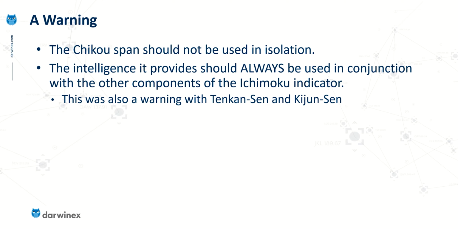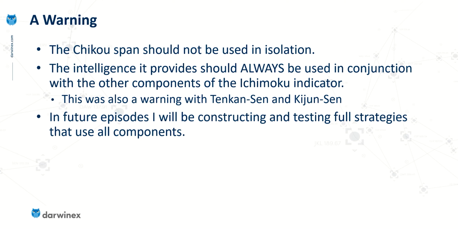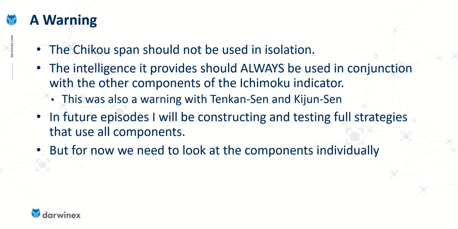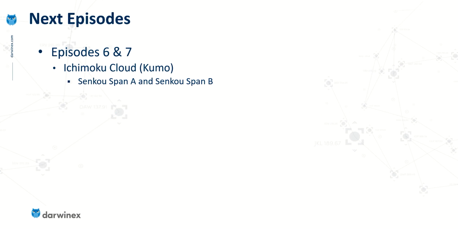But this series will start to get really interesting when I start to construct full strategies that use a combination of the components within Ichimoku and test those out. But of course, we need to walk before we can run, and so right now we need to stick to the individual components so that we understand them more in order to then combine them at a later stage. And with that in mind, I'm going to move on to the final component of Ichimoku, which is called the Ichimoku Cloud, or to give it its proper name, the Kumo. And the Kumo itself is built up of two individual lines called the Chikou Span A and the Chikou Span B. And arguably the Ichimoku Cloud is the most discussed component of the Ichimoku indicator.